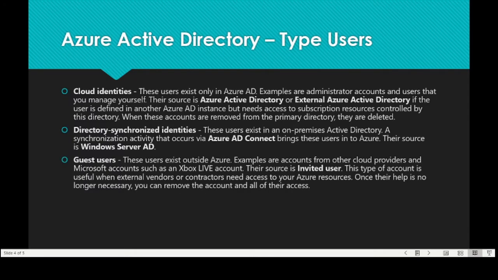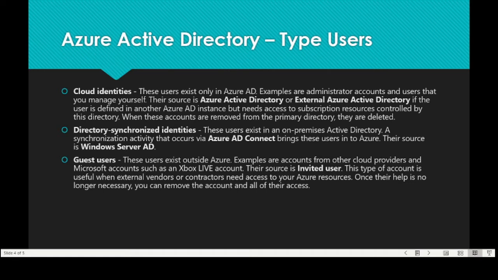What are the different types of Azure Active Directory users? Basically, there are three types of users. It could be cloud identities, directory synchronized identities, or guest users. What are cloud identities? These are the users that are already present in Azure Active Directory. This could be an external Azure Active Directory or the current Azure Active Directory itself.